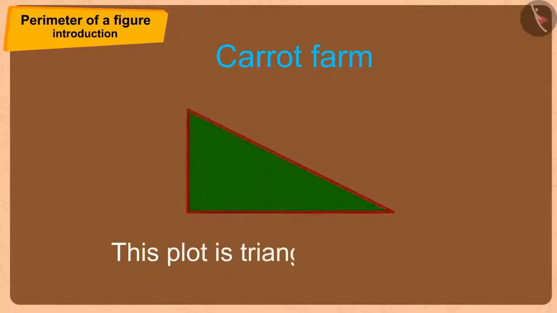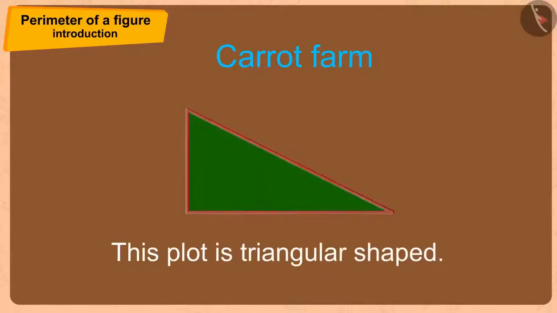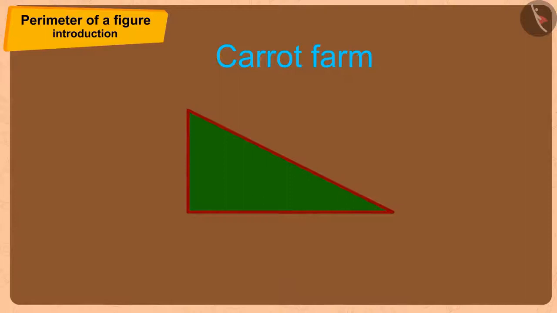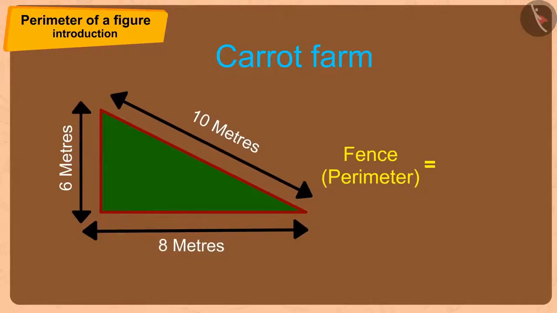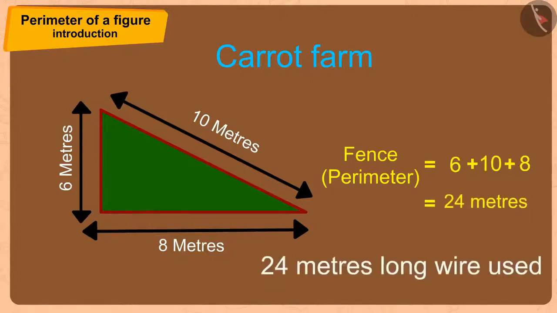This plot is triangular shaped. Therefore, to find the perimeter of its fence, we only have to add the length of its edges. In this way, to fence this plot, Bhola needs to add the sides 6, 10 and 8. Therefore, he needs a 24 meter long wire.